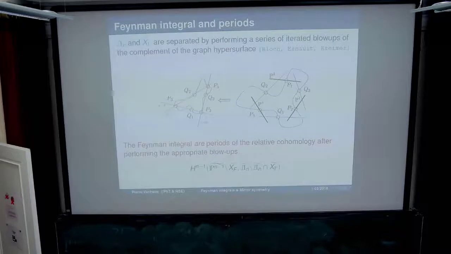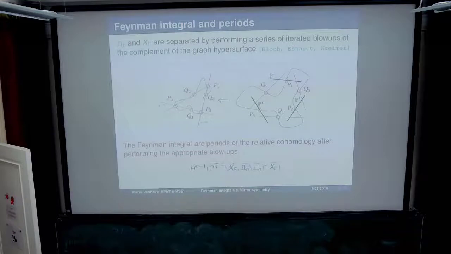So for the sunset, the domain of integration, because it's x1, x2, x3, the three edges, normally gives you a triangle. That is the domain of integration. The curve defined by the graph polynomial is an elliptic curve that has the unfortunate behavior of going through the corner of the domain of integration. So what you have to do is some blow up, put some integral points, and then you get a hexagon.